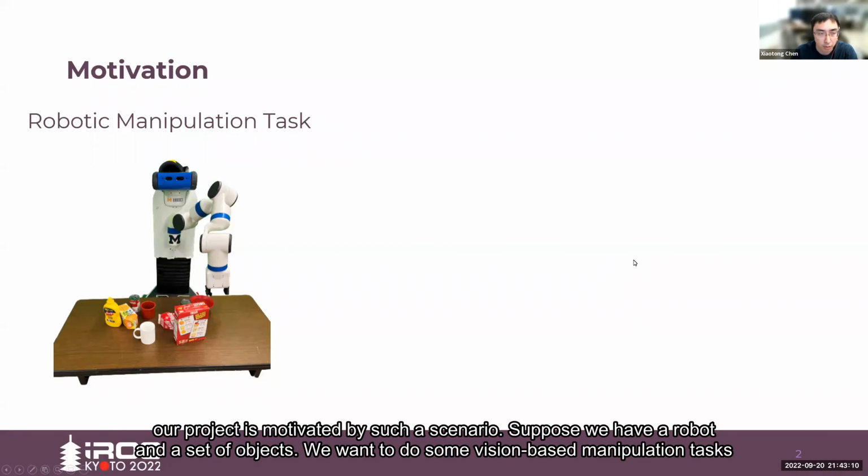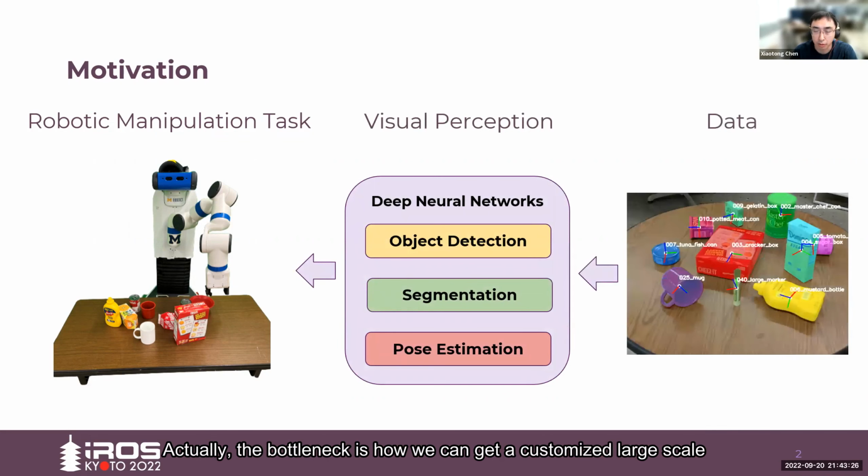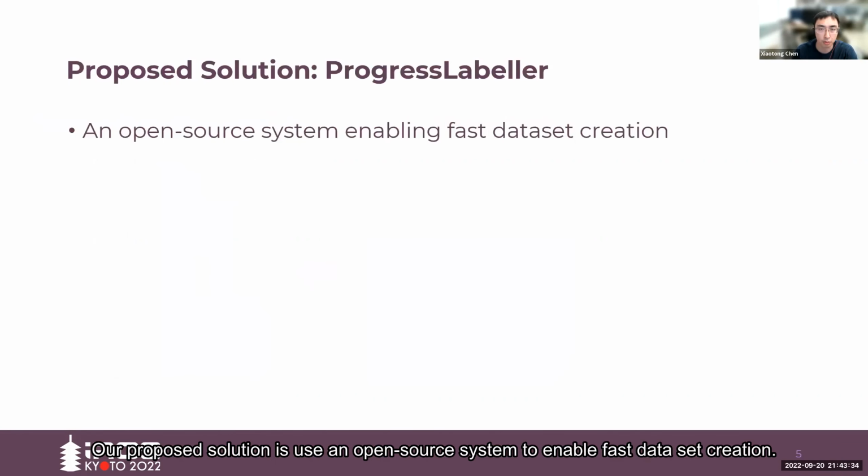Our project is motivated by such a scenario. Suppose we have a robot and a set of objects. We want to do some vision-based manipulation tasks. Taking advantage of recent progress in deep learning, we have a bunch of models like detection, segmentation, or pose estimation. But actually, the bottleneck is how we can get a customized, large-scale, high-quality real dataset. Our proposed solution is to use an open source system to enable fast dataset creation.